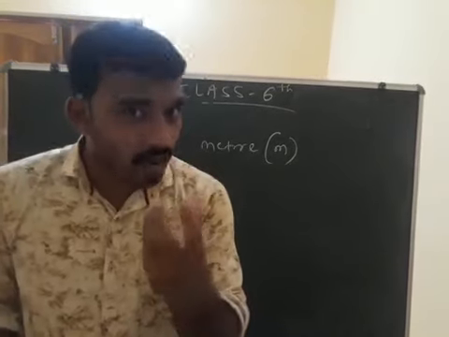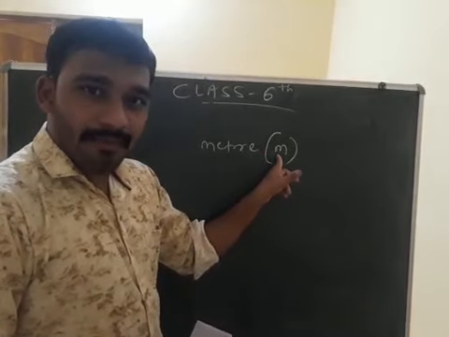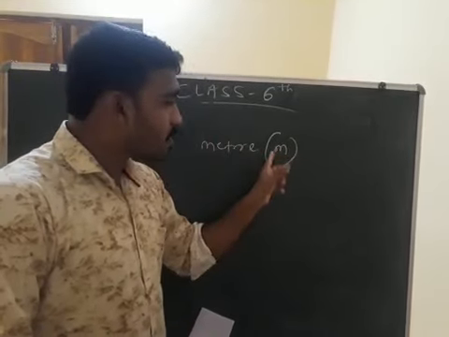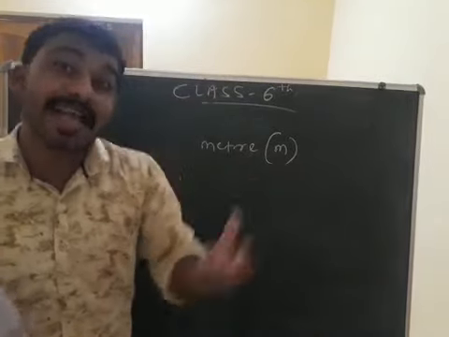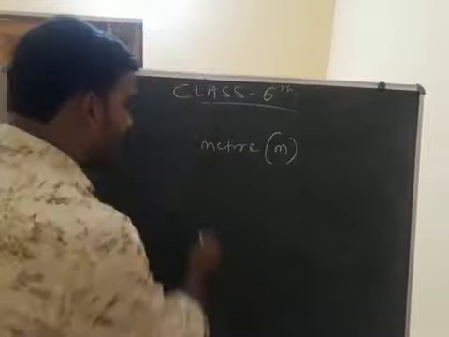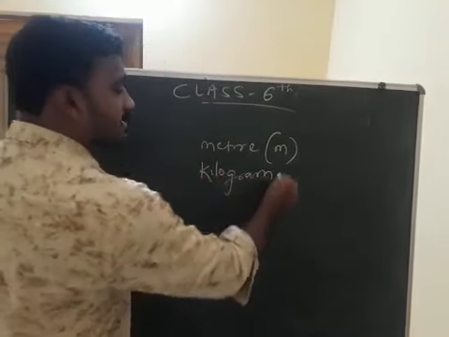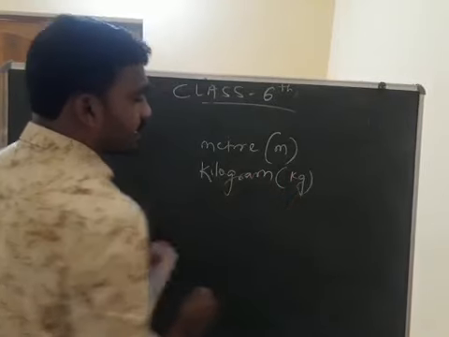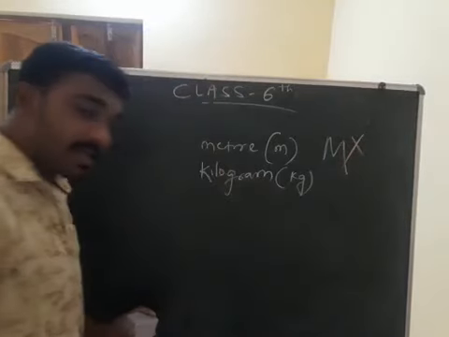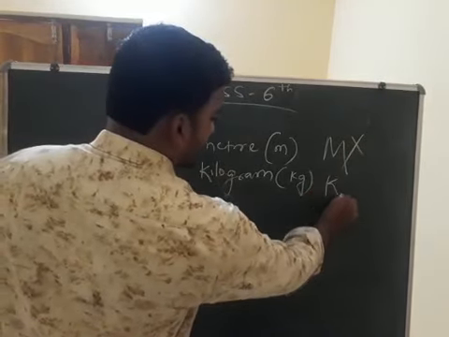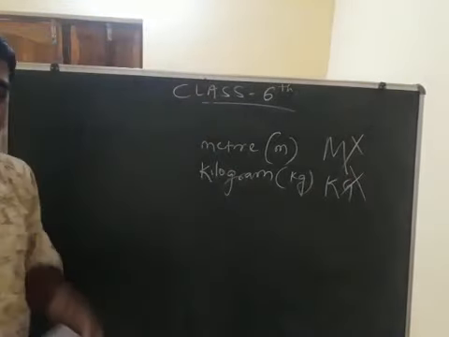Everything should be in small letters, and the symbol m is also in small letter. Clear? Because it is not coming from a scientist's name, like kilogram. Everything should be small, and when you are writing kg, kg is also small. Here you can't write capital M. In this case you can't write capital K or capital G either. Clear?